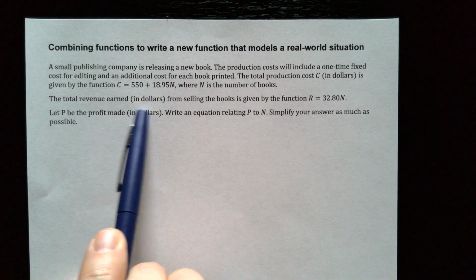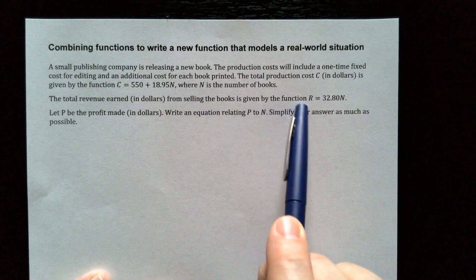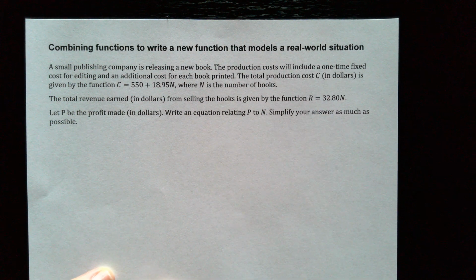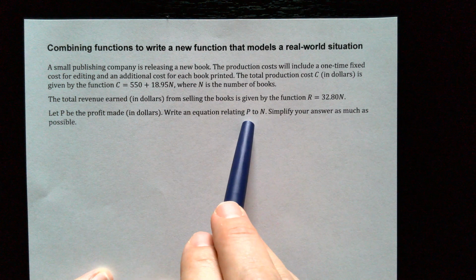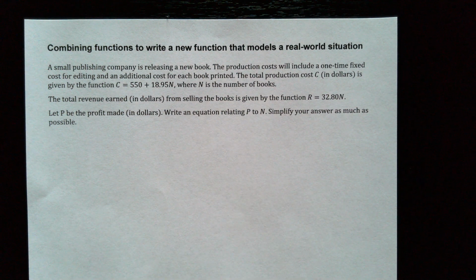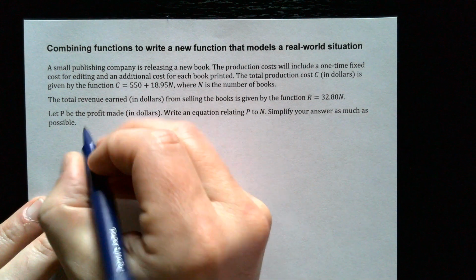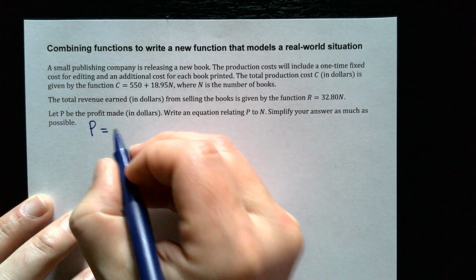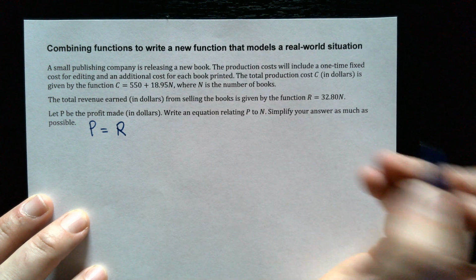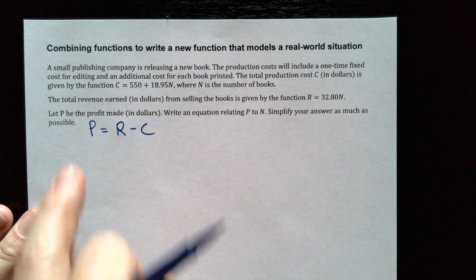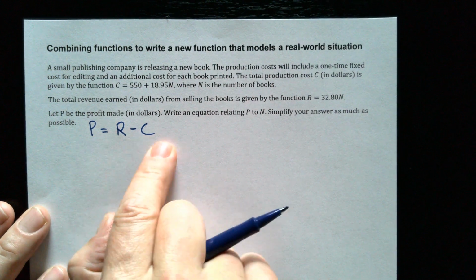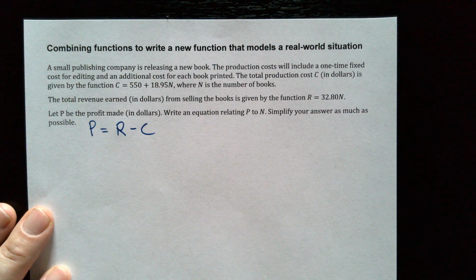The total revenue earned in dollars from selling the books is given by R is equal to 32.8N. Let P be the profit made in dollars. Write an equation relating P to N. Simplify as much as possible. Okay, so what we first need to note is how to write a profit function. Profit is equal to how much you make, which is revenue, minus how much it costs to make, which is the cost function. So we are going to use R minus C to find the profit function, and those are given.